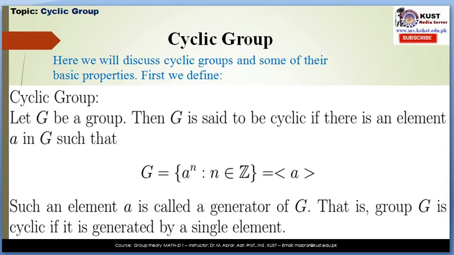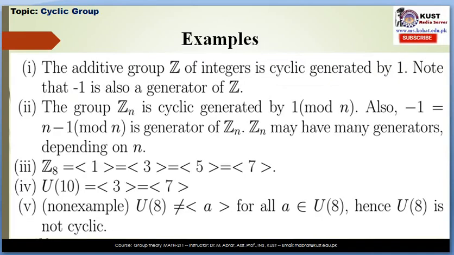As we just discussed, we have a group and we say it is said to be cyclic if it is generated by a single element. That is, if there is an element a, we take the powers of that element, and if we get this equal to G, then we say it's a cyclic group, and this a is said to be then the generator of G. Okay, here are some examples.